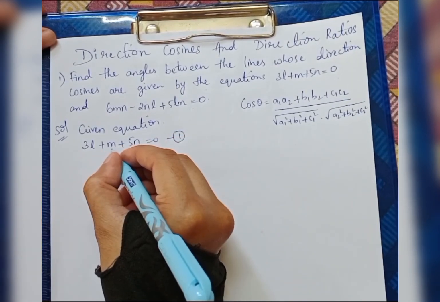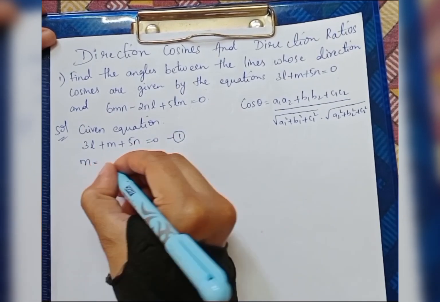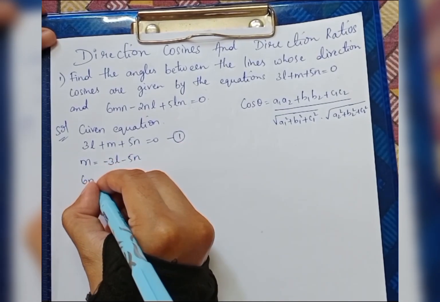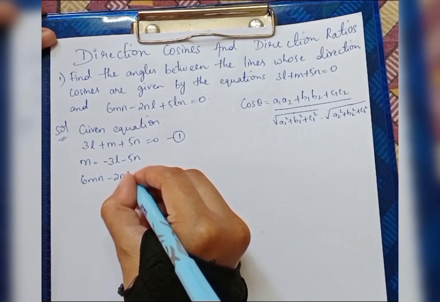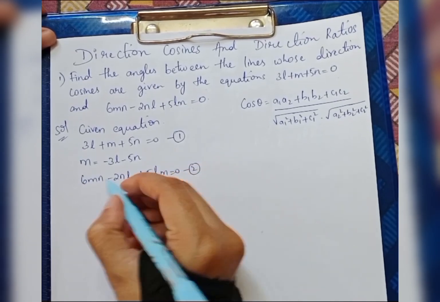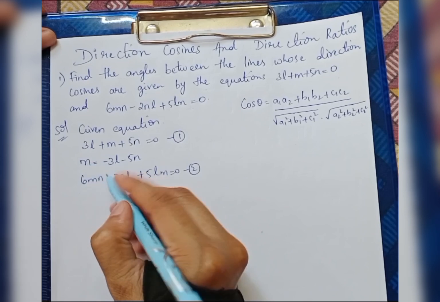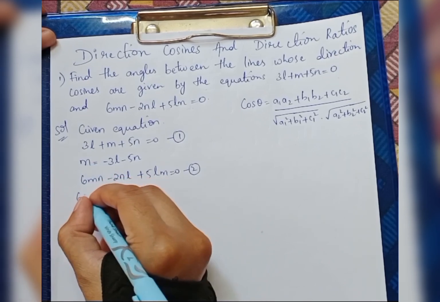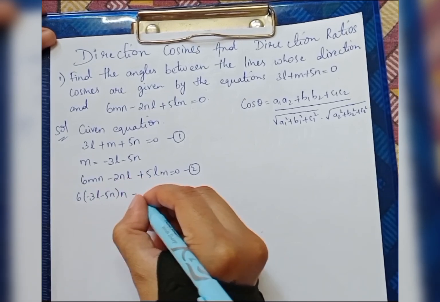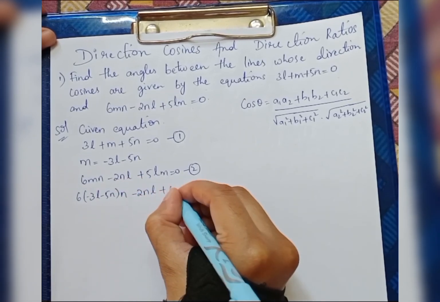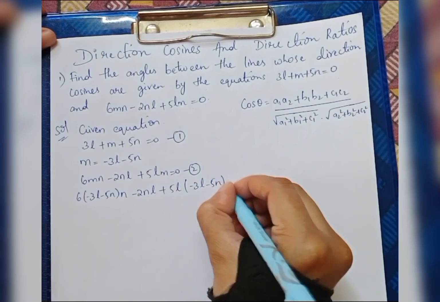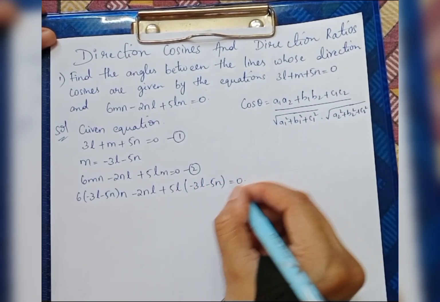From here we'll get the value of m. So m is equal to minus 3l minus 5n, and equation 2 is 6mn minus 2nl plus 5lm equal to 0. Substitute the value of m in this equation, so it will be 6 into minus 3l minus 5n into n minus 2nl plus 5l into minus 3l minus 5n equal to 0.